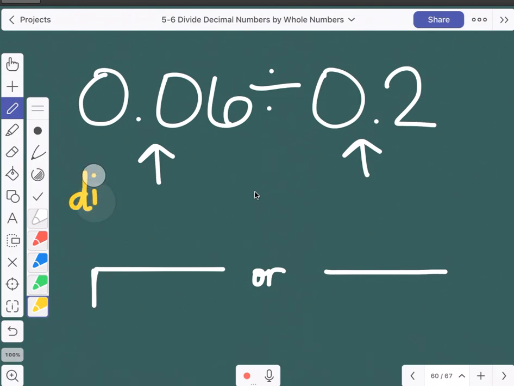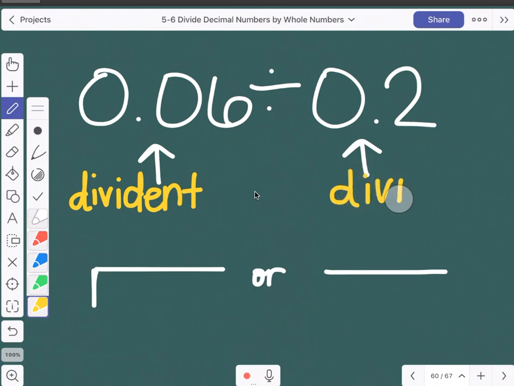So first, let's remember that the first value in a division sentence like this is the dividend. You're writing this down right now. You're labeling this equation with me. And the second value, what you're dividing by, is the divisor. You're writing this down right now. You're writing the exact same thing as me.